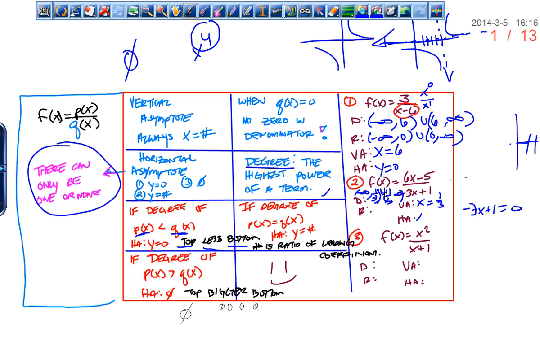Sorry, this is terrible. It's so small. My bad. For my horizontal asymptote here, I have x to the 1 over x to the 1, so that's our next option. If the degree of p of x is equal to q of x, then it's y equals a number, and that number is the ratio of the leading coefficients. So 6 over negative 3, so it's y equals negative 2. That means my range is everything but negative 2.